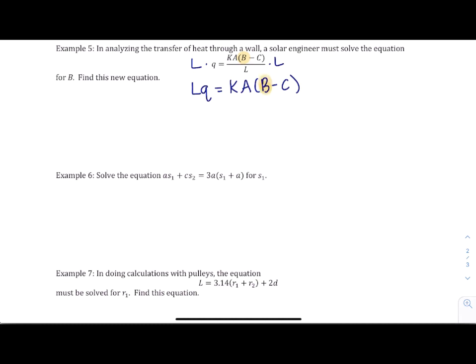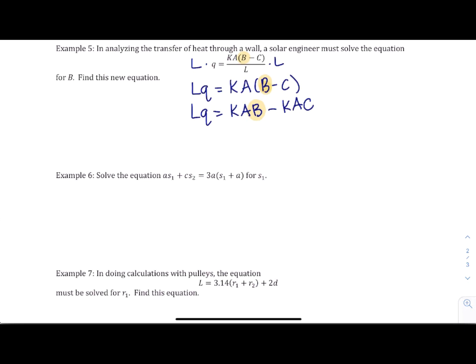So we have the B there in the parentheses. So what we should do is distribute. LQ equals KAB minus KAC. I know it's a little weird when we have all of these different variables instead of numbers, but they're going to work just like our numbers do.